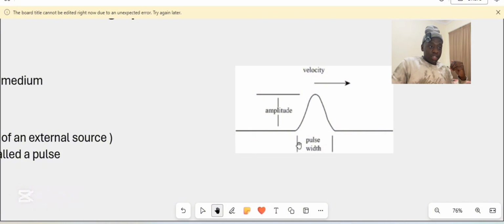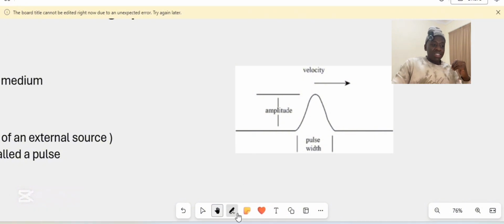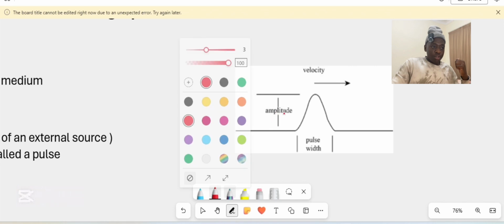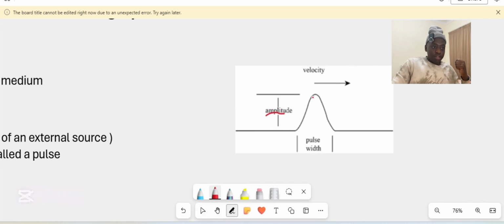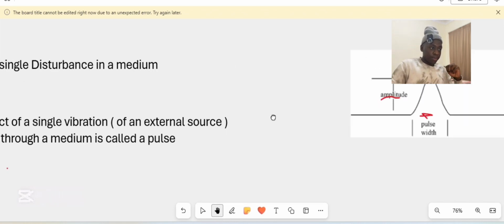For example, this is an example of a pulse. So this is the amplitude. Don't be confused by this word amplitude. It just stands for the distance between here, here, and here. It's natural, nothing much, nothing special. It's just the distance or the height of the pulse.